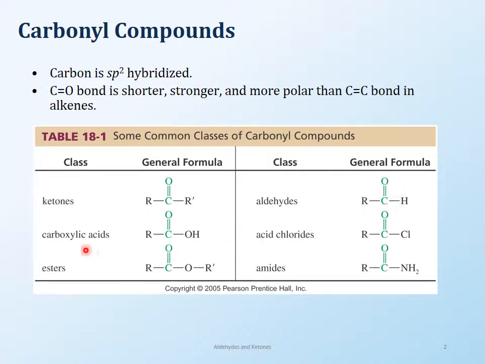Then we have the carboxylic acids, in which case you still have the carbonyl group, but you have an OH, and then acid chlorides, which are C double bond O and then Cl over here, esters with the OR, and amides with the NH2. But what everything has in common over here is the C double bond O. That's the carbonyl functional group, and that is common in everything.